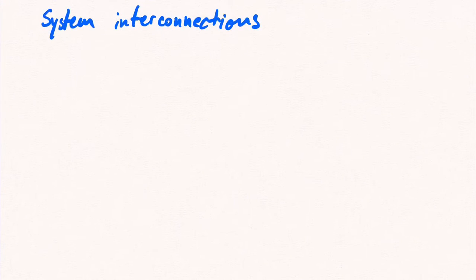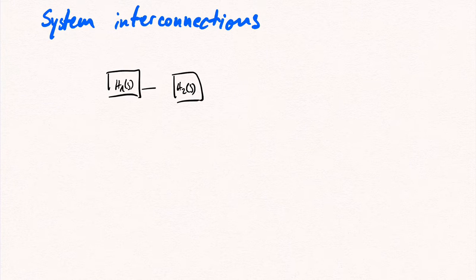Let's come back to the three basic forms of system interconnections and see how the transfer function of the connected system depends on the transfer functions of the subsystems. Let's first consider again two systems in series, where the first system has transfer function h1 of s and the second system has transfer function h2 of s.